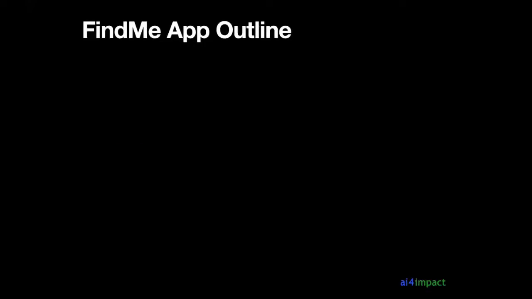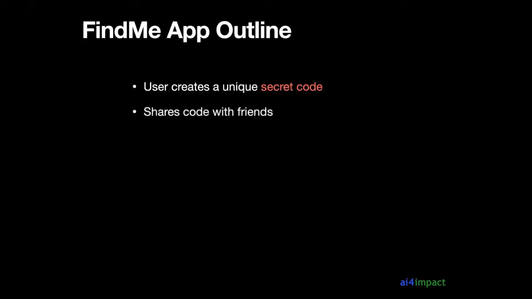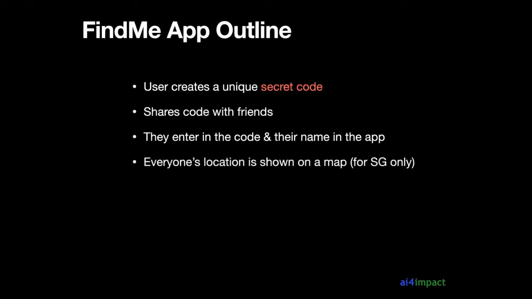Okay. All right, so the outline of the FindMe app is very simple. Number one, the user first creates a unique secret code, right? So the secret code is something that he wants to share with his buddies, his friends. He shares the code with his friends, and then they enter the code and their name into the application. And then everyone's location, for this code, will be plotted on the map. And unfortunately, it works only for Singapore for the time being. Okay, and you can click update to update the map.